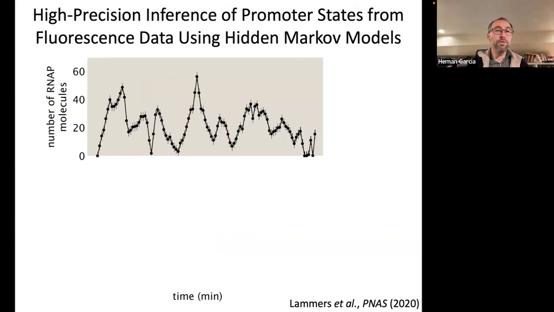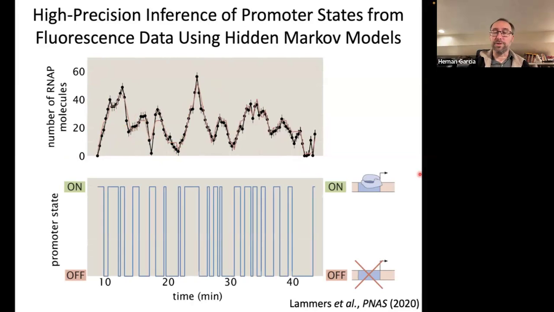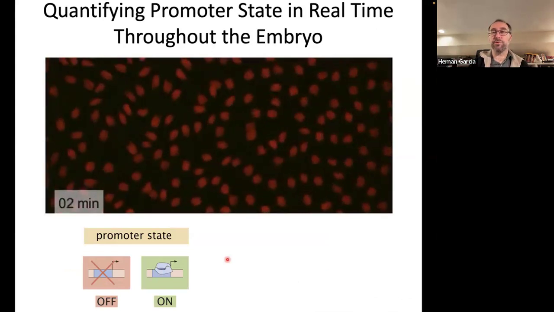Okay, so here on the top, I'm showing you the number of polymerase molecules transcribing the gene as a function of time for an individual cell. And sure enough, you can tell me that this is bursting, but you would have a hard time telling me when a burst begins and when a burst ends. And now we can run our inference to infer the most likely state of the promoter at each time point. Was it on? Is it off? Okay, we can do this for every nucleus throughout the embryo.